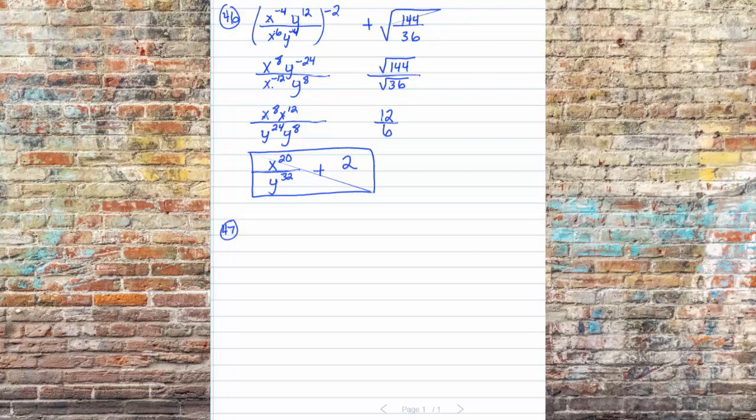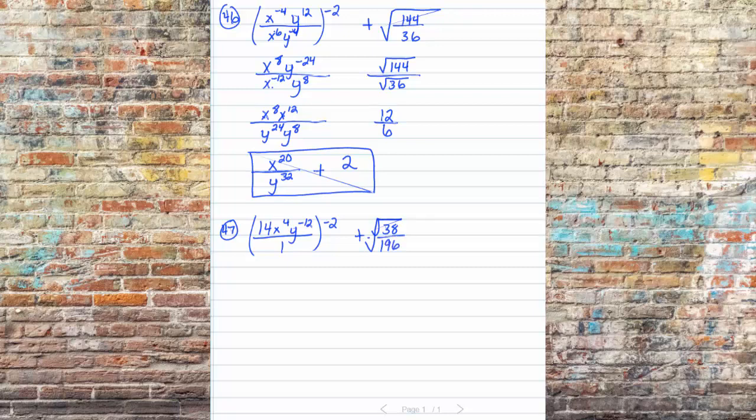Problem number 47. 14x to the 4th power, y to the negative 12th power over 1. All of this is getting raised to the negative 2nd power plus the square root of 38. Oh, that's one big square root. Square root of 38 over 196.